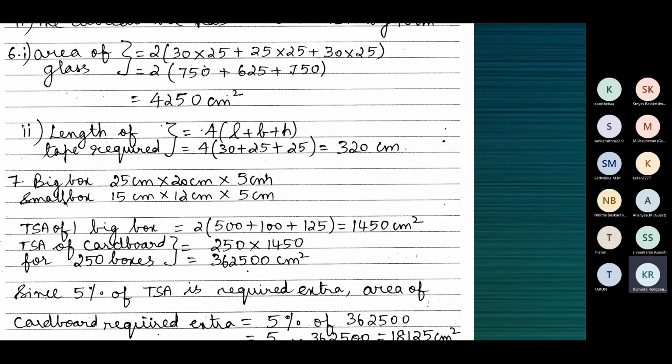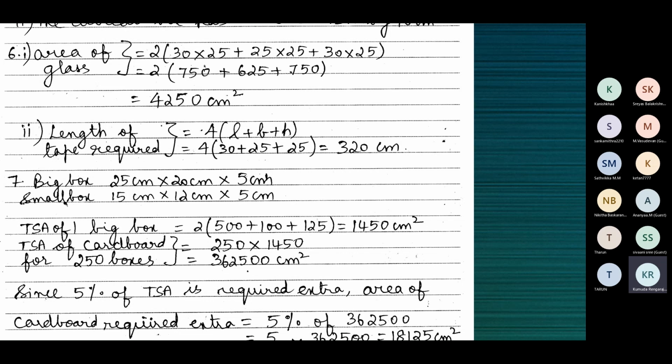So this length of tape is required to bind all the edges together. There will be wastage and all that, but nothing is mentioned, so this is the length of all the edges exactly. Then you might need a little extra, and that extra we'll know only if it is given. How much extra is needed should be given to us.